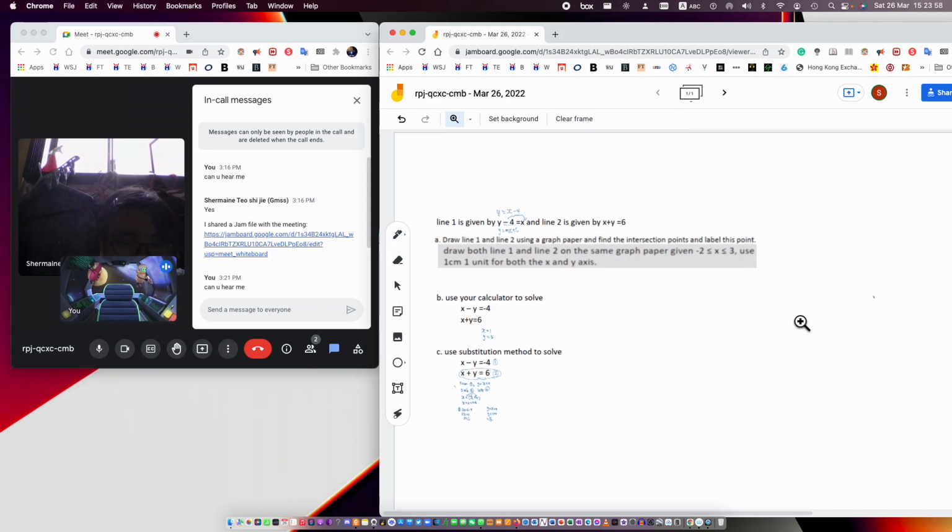Alright, this question says line 1 is given by this and then line 2 is given by this. So the first thing you do for line 1 and line 2 is to change it to the format that we understand, the y equals to mx plus c format.